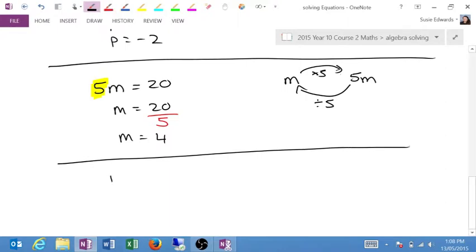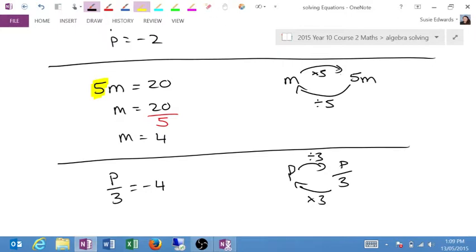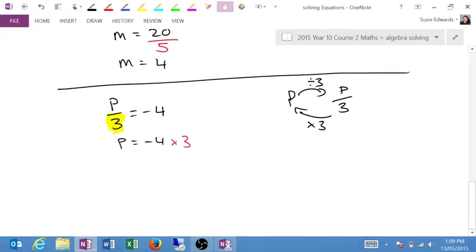P over 3 equals negative 4. How did we get to P over 3? From P to P over 3, we divided by 3. So to get back, we times by 3. So we're going to get rid of that. We write everything which is around it, and then we have to put it back in as the opposite, so times by 3 on the other side. And so we end up with P equals negative 12.